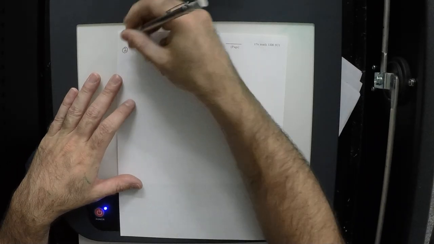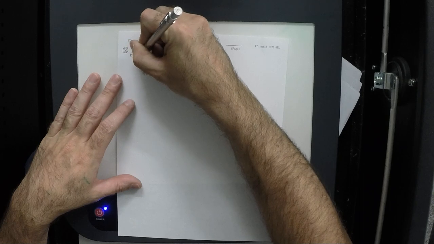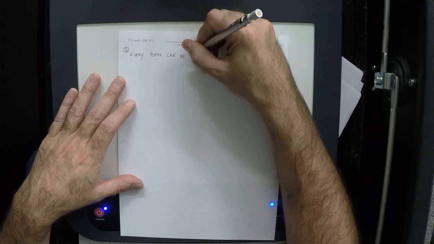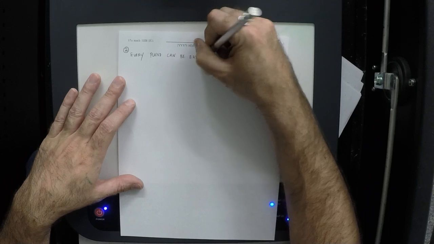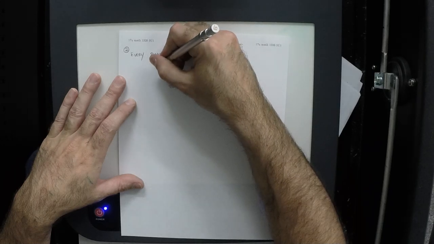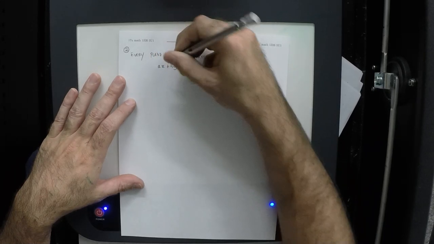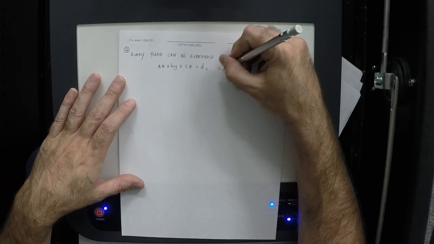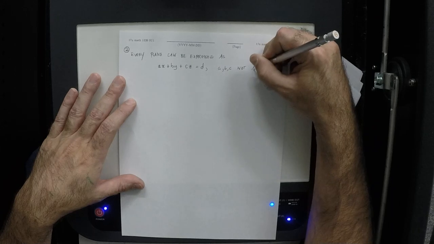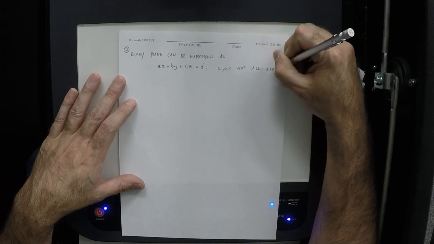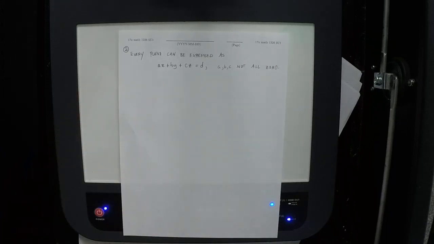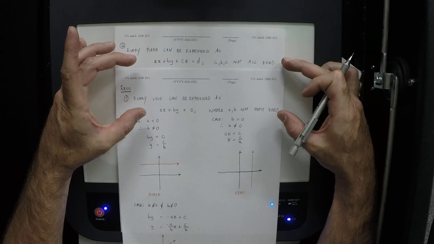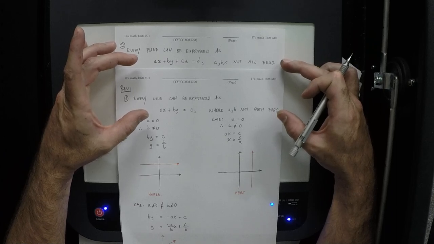So now, every plane can be expressed as ax plus by plus cz is equal to d, where a, b, and c are not all 0. So I'd like to point out the hopefully obvious similarity between these two conditions. They're quite similar, algebraically.